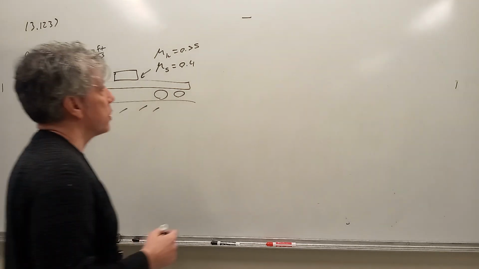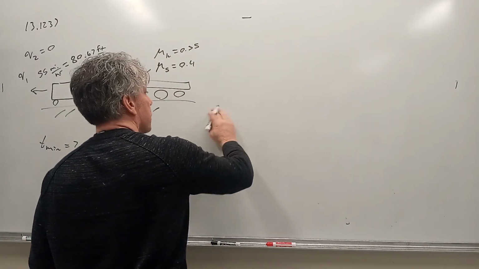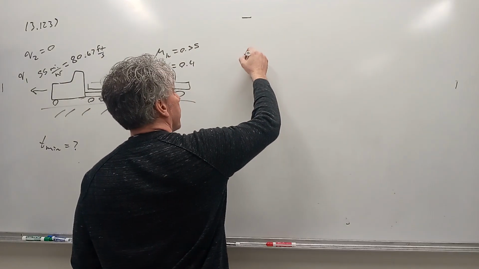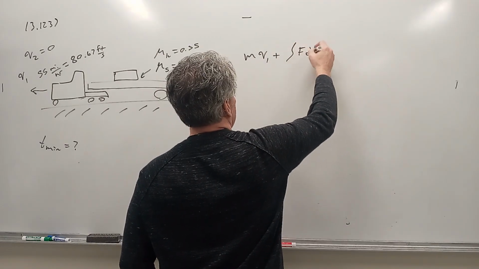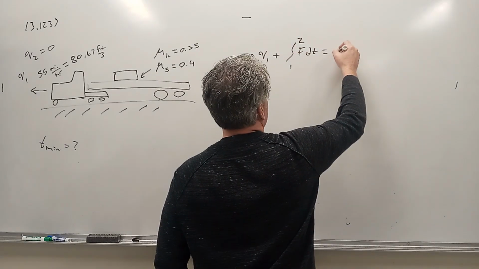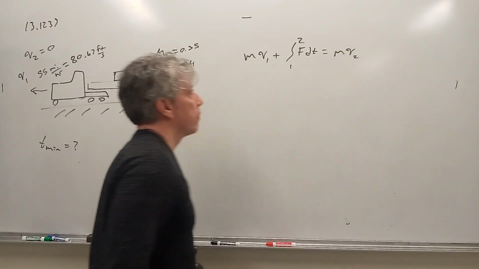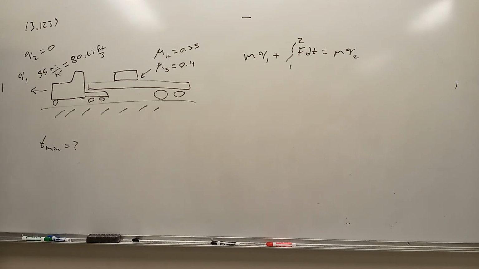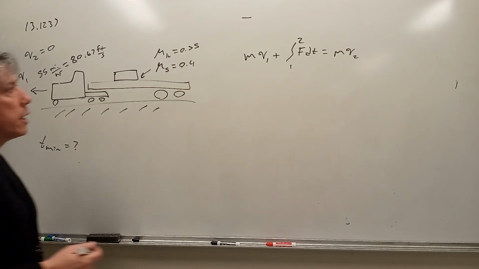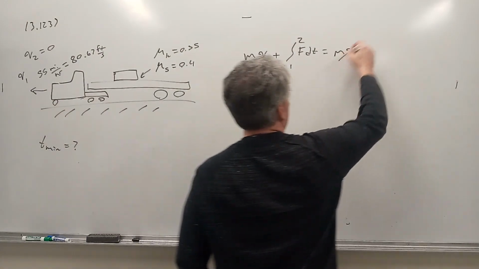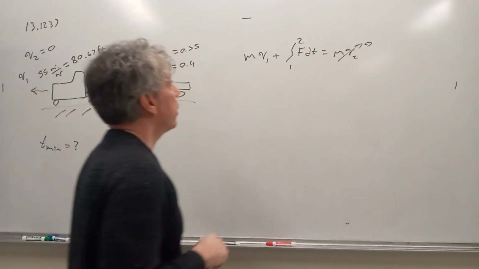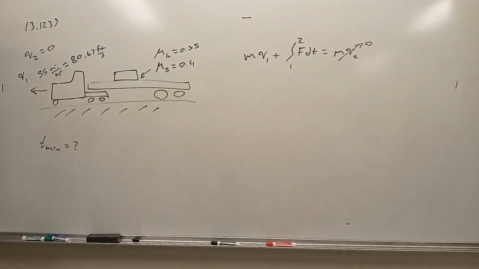Now, we know what section this is in, so we can cheat just a little bit and write down the equation, which is the conservation of momentum. That's really what it is. mv1 plus the integral of F dt from state 1 to state 2 equals mv2. We're going to take this system from an initial velocity of 80.67 feet per second to 0. So we know this is 0, but we don't know how much mass there is. They didn't tell us. Well, that's okay.